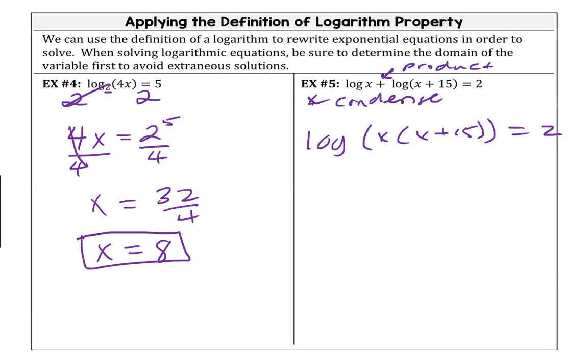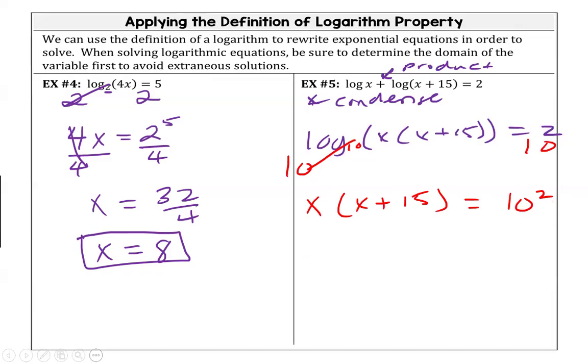Once I've condensed down to 1 log, I now can use my inverse. Okay? When there is not a base, what is my base? 10. This is common log. And so when there is no base, that means that the base is 10. So I'm raising both sides to the 10. The purpose of this is to cancel out the log. And we're going to be left with x times x plus 15 equals 10 squared.